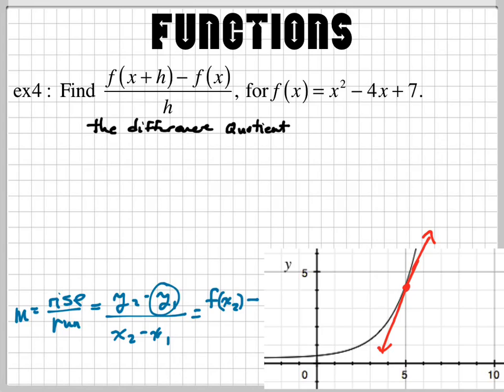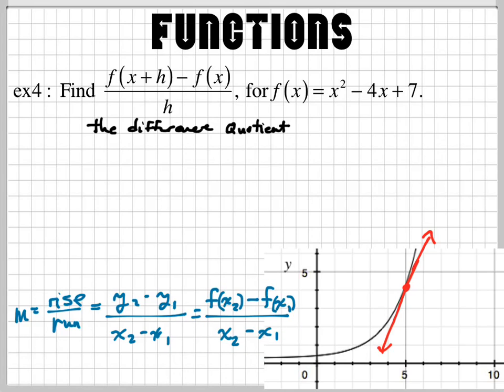For y sub 1, instead of saying y sub 1, we're going to say f of x sub 1. So in order to get this y, we would plug in x sub 1. On the bottom, we'll just keep it x sub 2 minus x sub 1. So here you have the slope written with function notation.